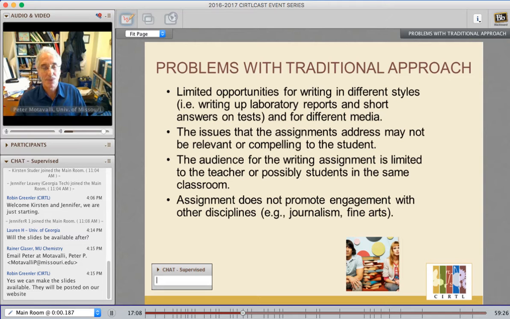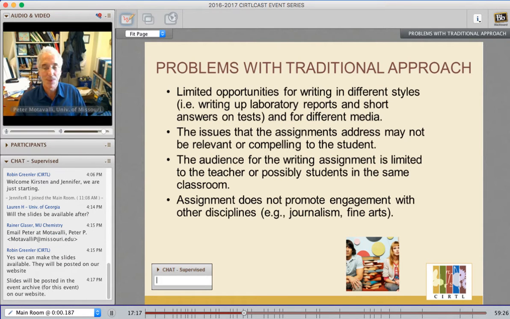The other aspect of this, which I think is important, is that often these assignments don't promote engagement with other disciplines. For example, at the University of Missouri, we have a very strong journalism program. Why not work with students in journalism and the fine arts and have them be part of the assignment? Having this wider audience, more participants in the assignment, I think is more motivating and probably better in terms of preparing professionals for what they're going to need to do in their jobs.